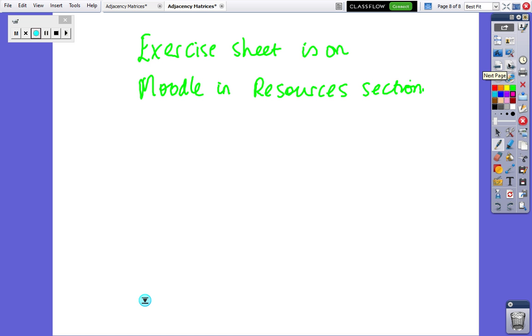On Moodle, you'll have an exercise sheet that I've loaded on from another textbook. It wasn't in our textbook. Have a go at that and see how you go. Thank you very much.